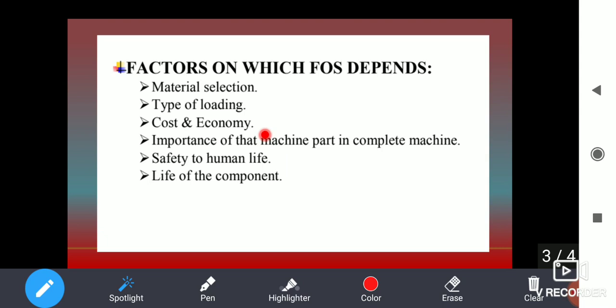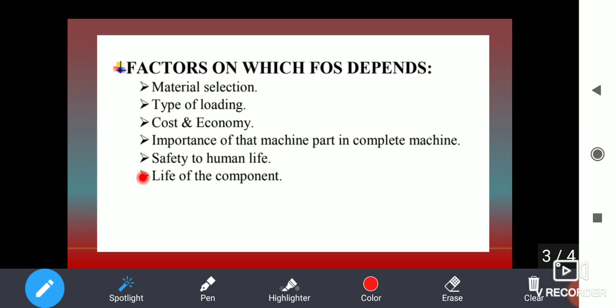So next one will be cost and economy. As far as cost and economy, if factor of safety increases, then dimension of the material or size of the product will be increasing. So as we increase the material cost, the overall cost of the design increases. So we have to take care of the value of factor of safety and size of the material.